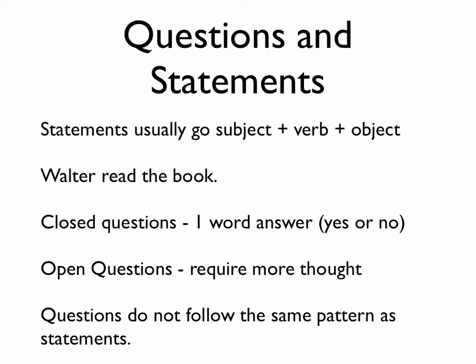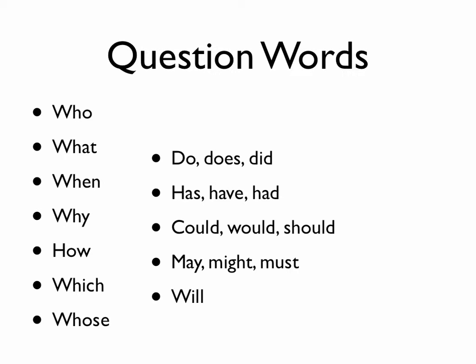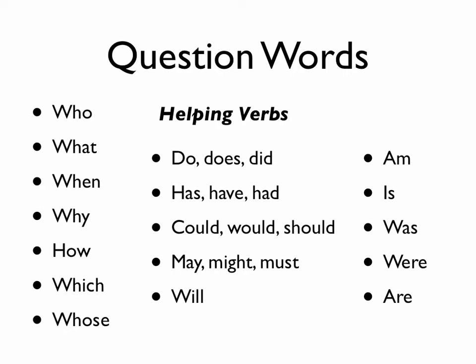Questions do not usually follow the same pattern as statements. We want to remember that there are specific question words. Who, what, when, why, how, which, and whose are ones that you already know about, I'm sure. We also have helping verbs, which can be used as question words, such as do, does, did, has, have, had, could, would, should, may, might, must, and will. And then we also have our be verbs, which include am, is, was, were, and are.